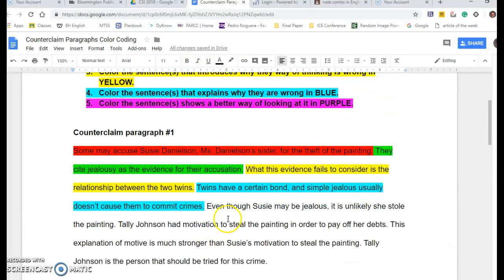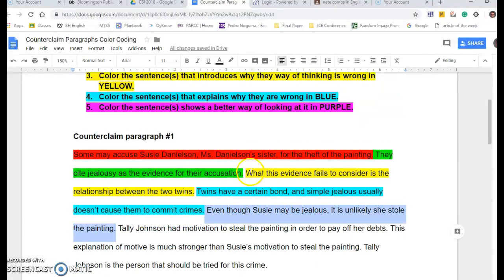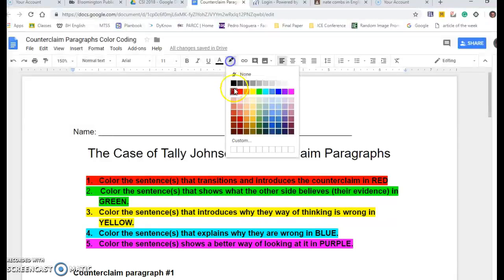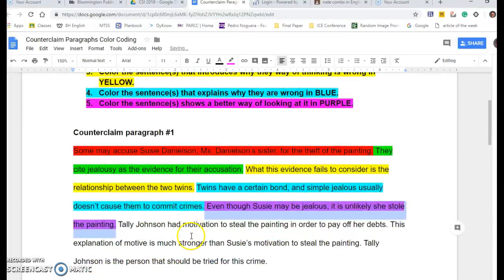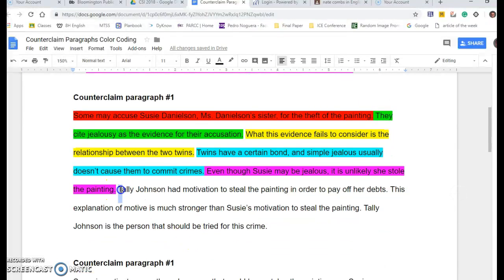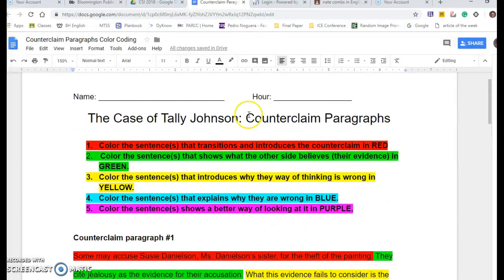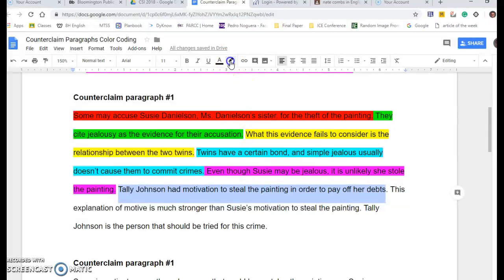Next one says, even though Susie may be jealous, it is unlikely she stole the painting. This one sounds like it's more like my reason for my better way of thinking. So I'm going to color that one in purple. Over here, click on purple. Next sentence, Taylor Johnson had motivation to steal painting in order to pay off her debts. That again sounds more like my reasons, so I'm going to click on purple and color that purple.